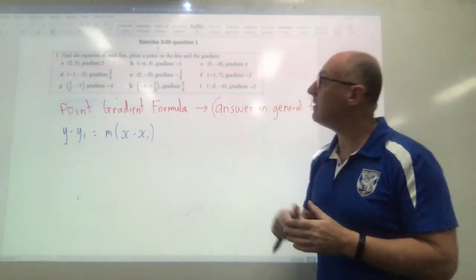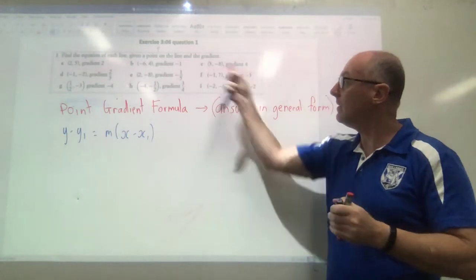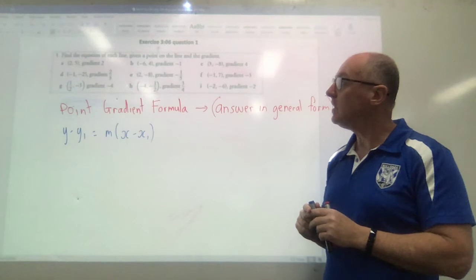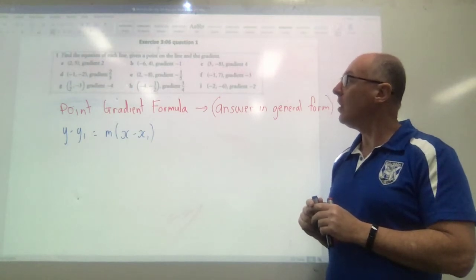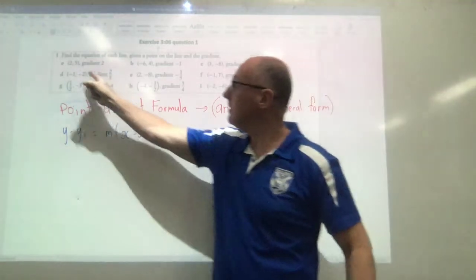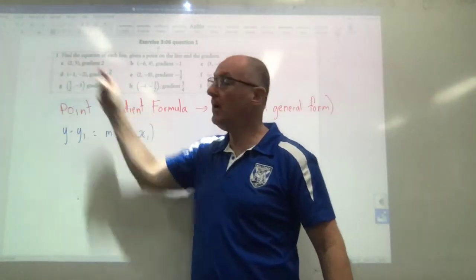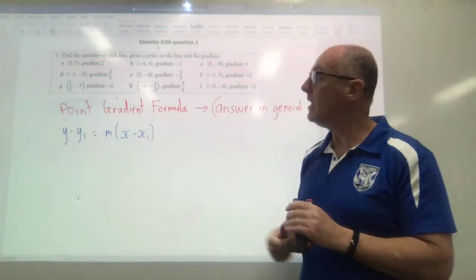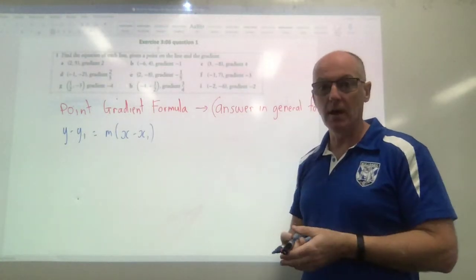So in exercise 306, the first part you have to do, the question reads, find the equation of each line given a point on the line and the gradient. In other words, you've got a coordinate. In the first question, it is (2, 5), and the gradient, which is 2. From that information, you've got to find the equation of the line.